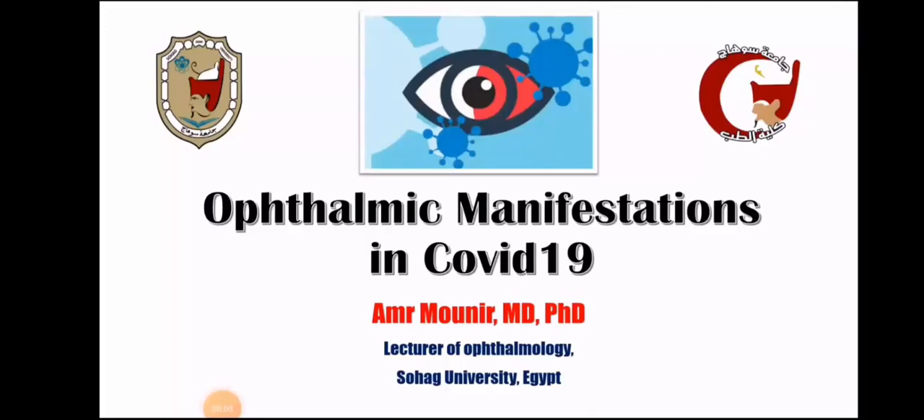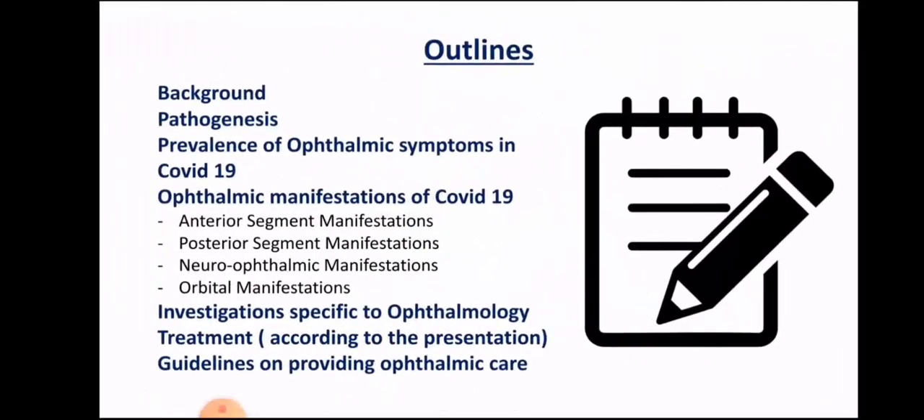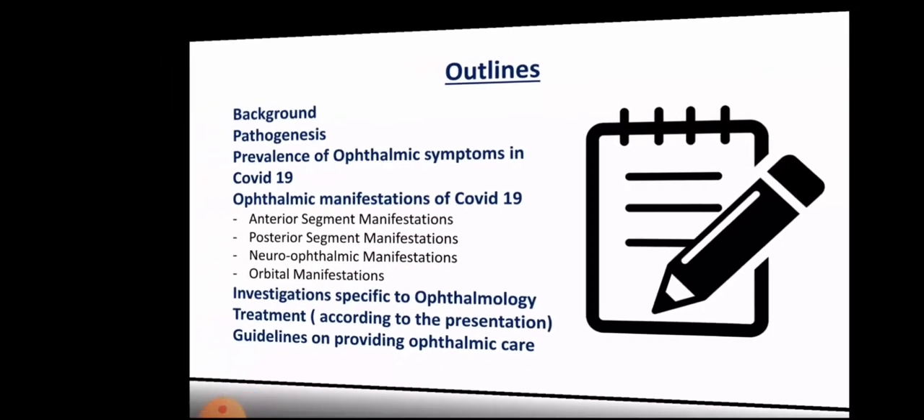Ophthalmic manifestation in COVID-19. Outlines of this topic include background, pathogenesis, prevalence of ophthalmic symptoms in COVID-19 patients, ophthalmic manifestation in COVID-19, investigation which can be done for these patients, treatment according to presentation, and lastly, how to protect ophthalmologists from infection.